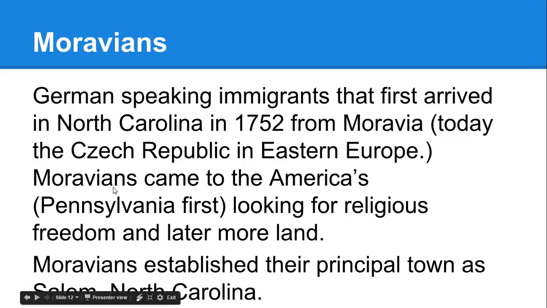You can also put that they came from Pennsylvania, because before they moved to North Carolina, they lived in Pennsylvania first. Why did they immigrate? Just like a lot of the other groups, they came looking for religious freedom and more land. Moravians established their principal or their main town as Salem, North Carolina. So Salem, North Carolina will be your area settled.